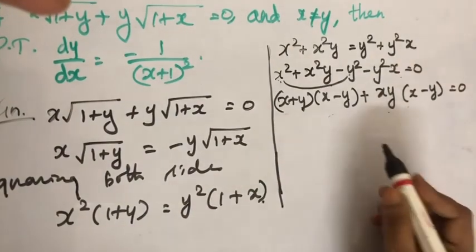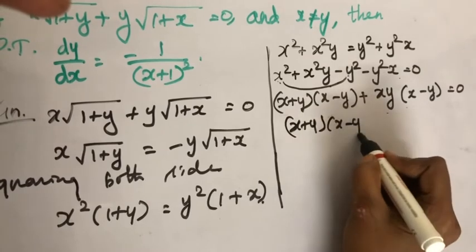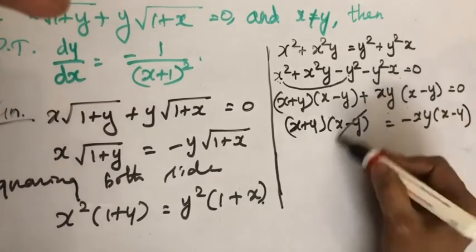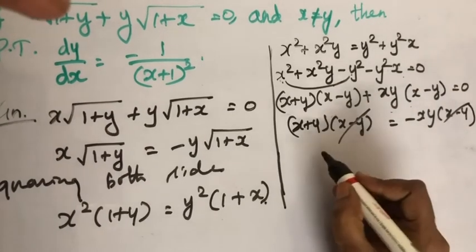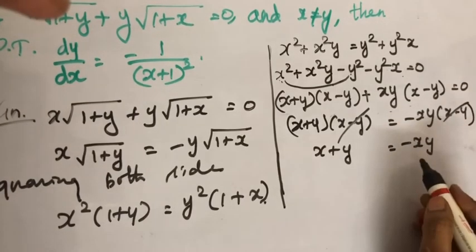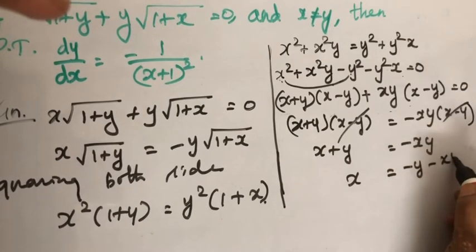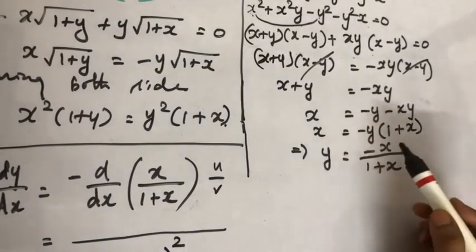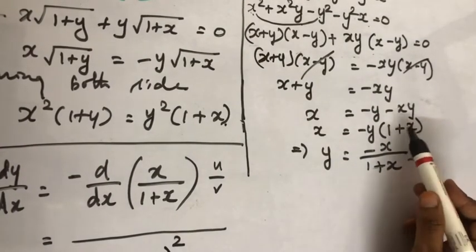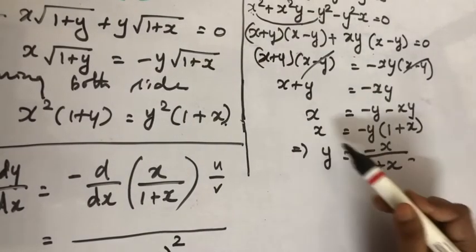Bring this term to the opposite side, that is (x plus y) into (x minus y) is equal to minus xy into (x minus y). x minus y gets cancelled. So x plus y is equal to minus xy. So that is x is equal to minus y minus xy. If I take minus y outside, it will become 1 plus x. So y is equal to minus x divided by 1 plus x, by cross multiplying.